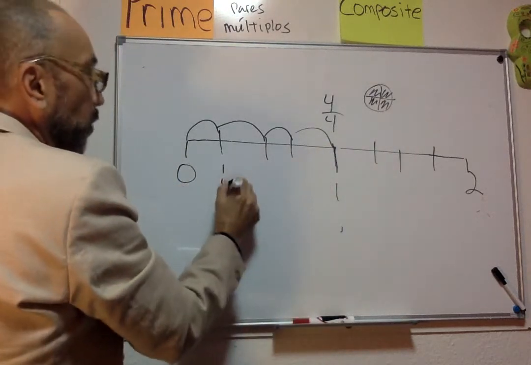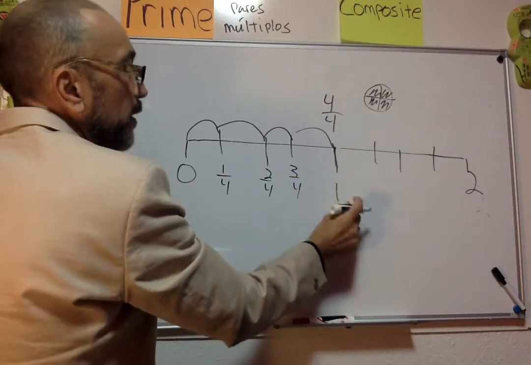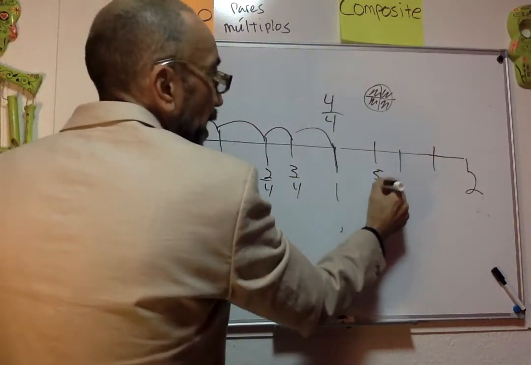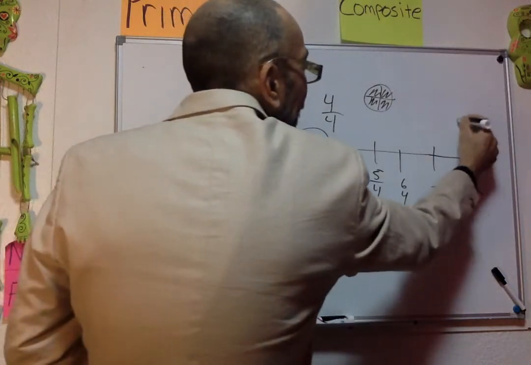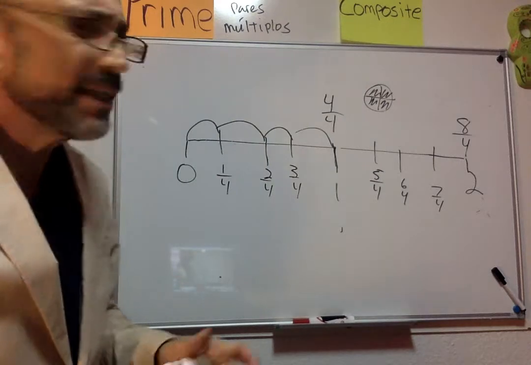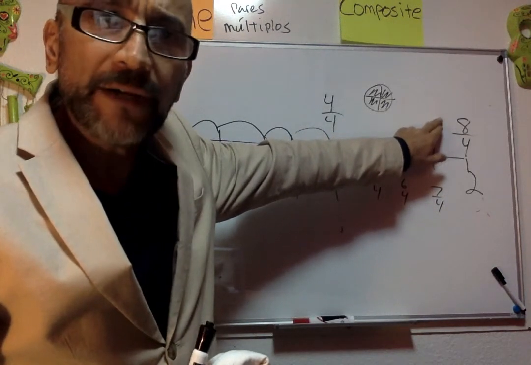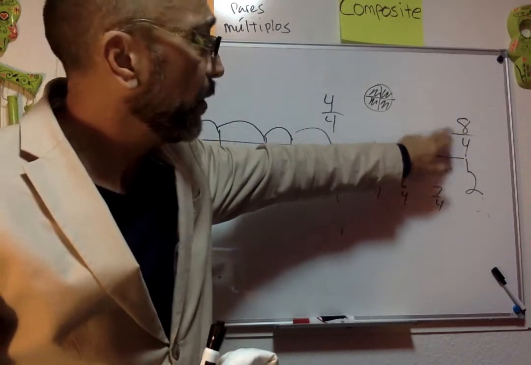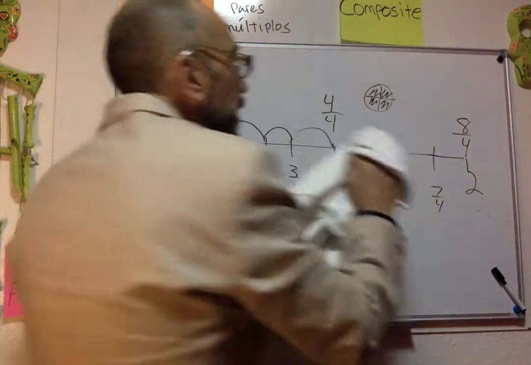And this is 1/4, 2/4, right on the line, 3/4, 4/4, 5/4, 6/4, 7/4, and this is 8/4. All right? Notice how it's called an improper fraction because the numerator, number on top, is bigger than the denominator. Okay? That's important. And let me show you why.